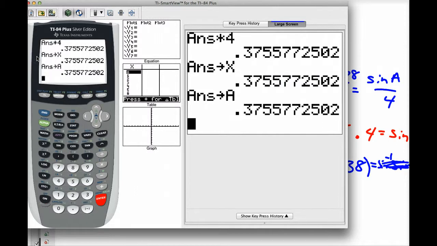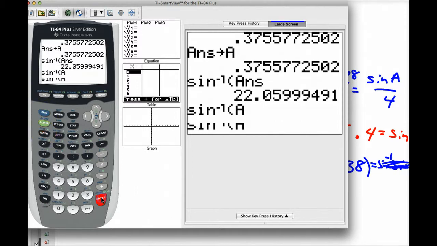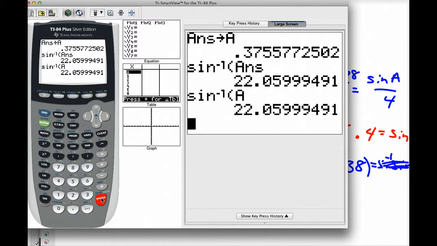I'm going to do the inverse sine, second sine of. I could do second negative because it's the last thing I punched in. Or I could do second sine of, I let it be A, and I should get the same thing. Okay? That is angle A. So I'm actually going to store this now as angle A.